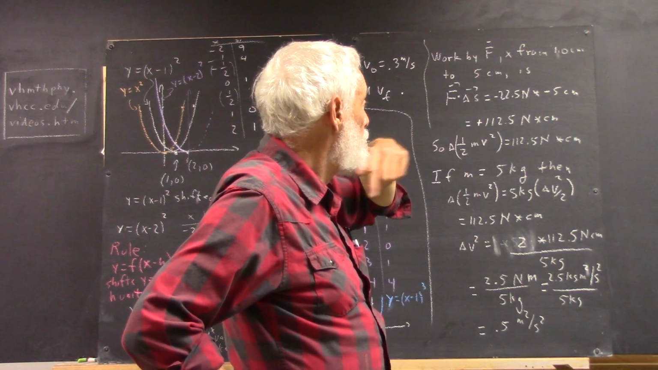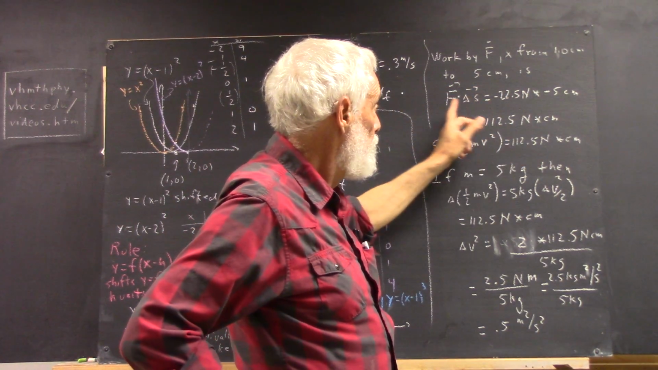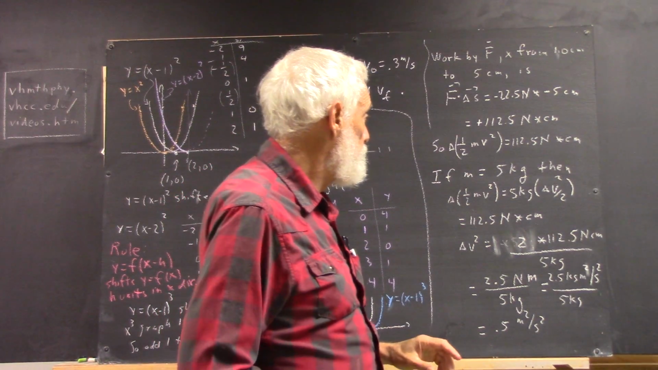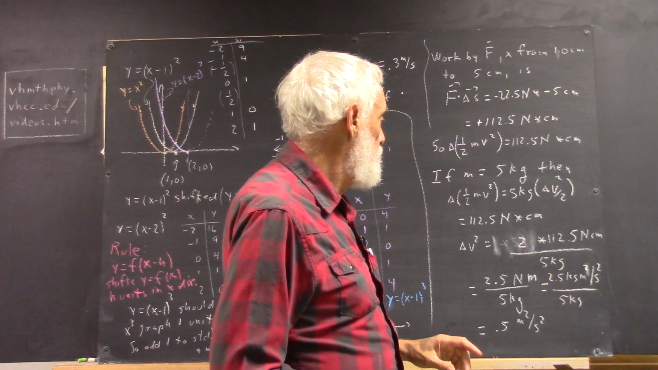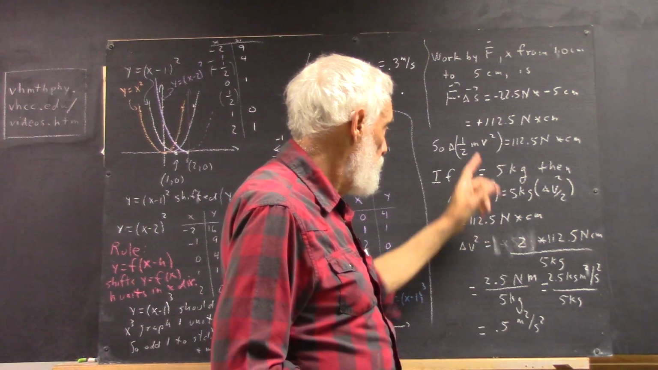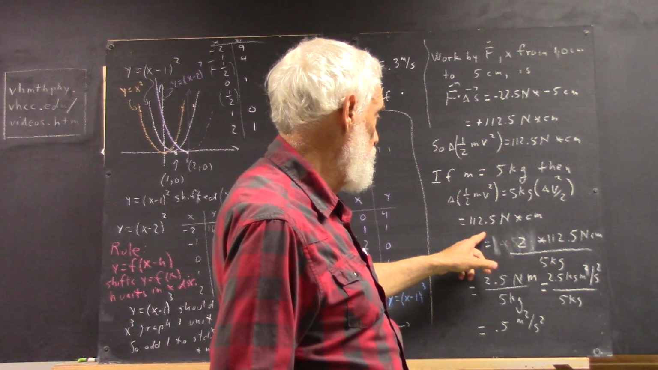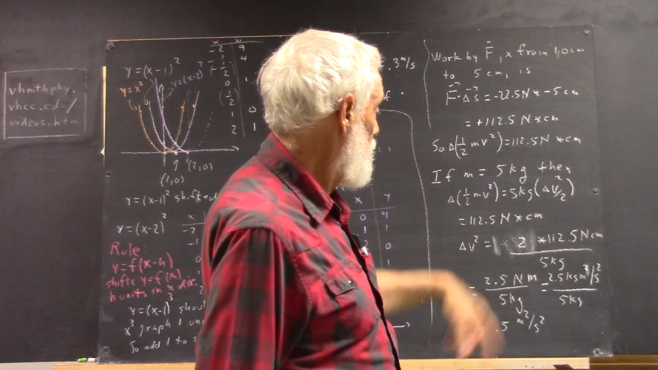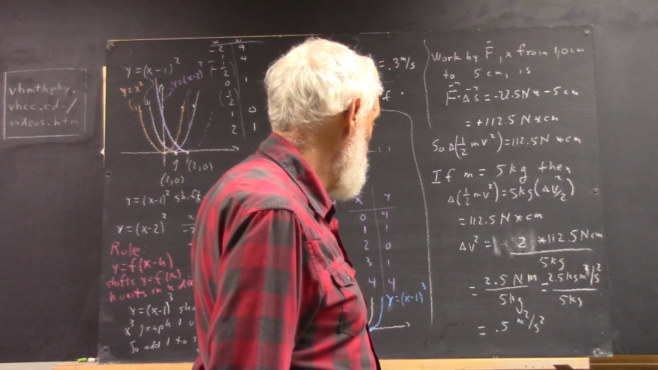So we did our calculation, we found the work done here. And we found that the change in the 1/2 mv squared is what we had before. Okay, now, this time we used 5 kilograms and worked it out a little more explicitly.